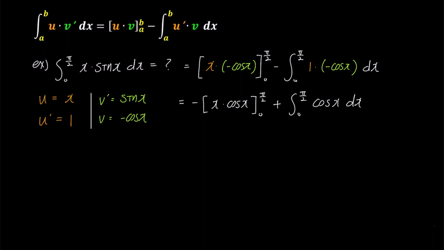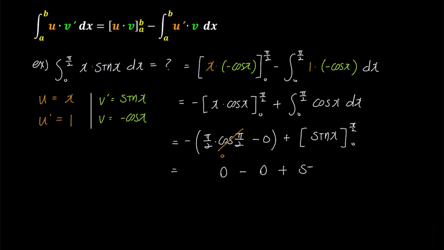Now we substitute pi over 2 for x and subtract the value when it substitutes 0. This gives us minus pi over 2 times cosine pi over 2 minus 0 plus sine x from 0 to pi over 2. Since cosine pi over 2 is 0, the first term becomes 0 and the second term becomes sine pi over 2 minus sine 0, which ultimately gives us the answer of 1.